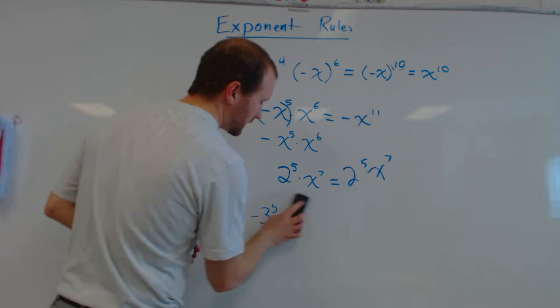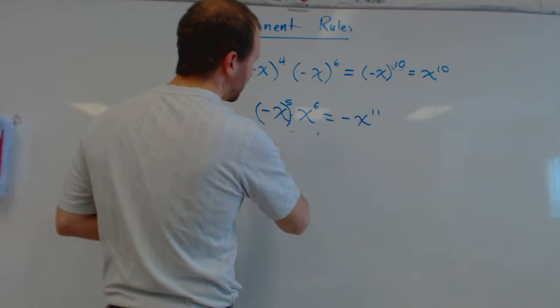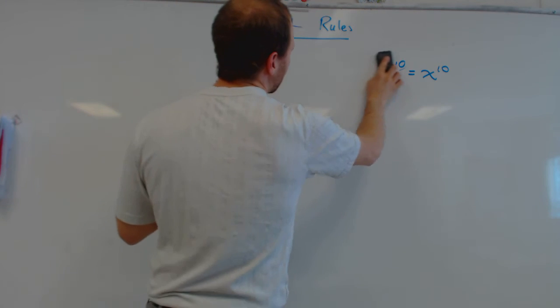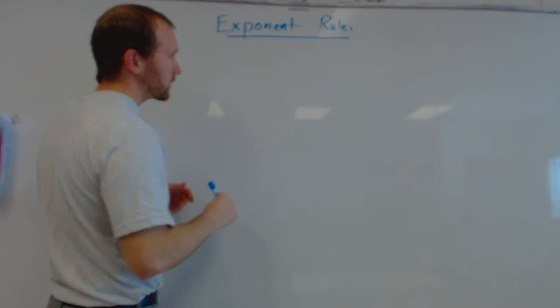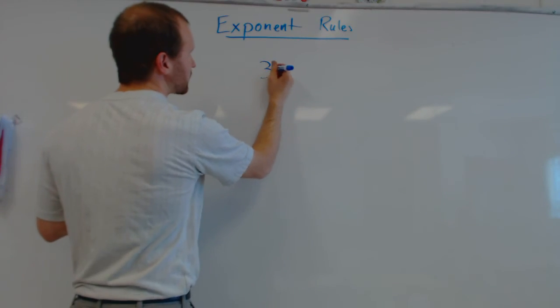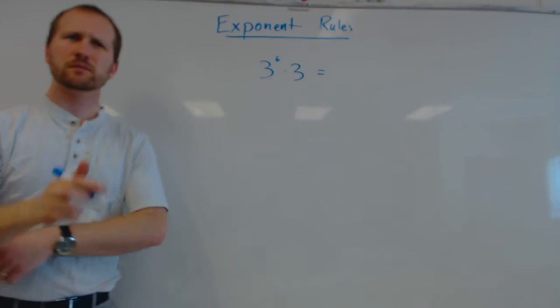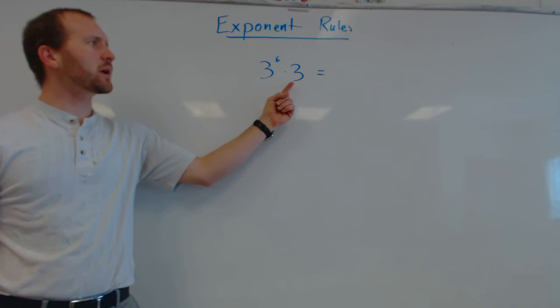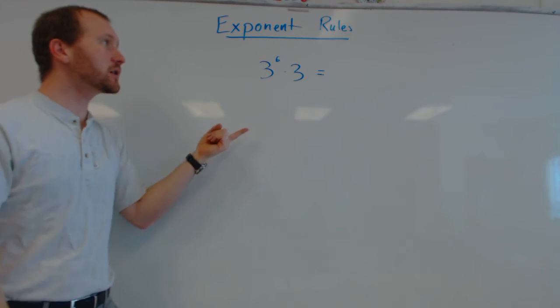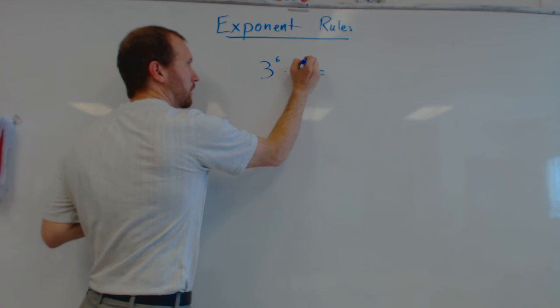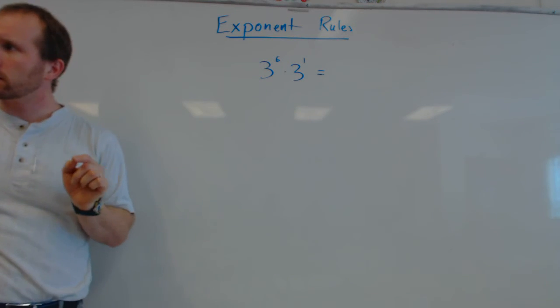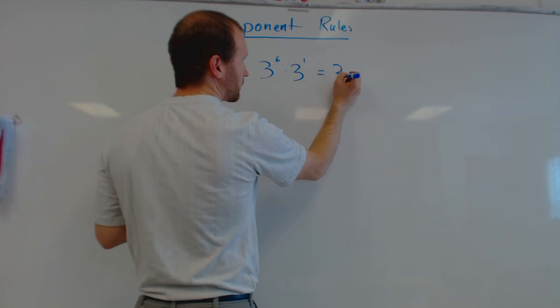Okay, one last thing, which we technically didn't talk about, but I think you guys will catch on pretty quickly. What if I had this? 3 to the 6th times 3. 3 is 3 to what power? The first power, right? So it'd be 3 to the 7th. So that would be 3 to the 7th.